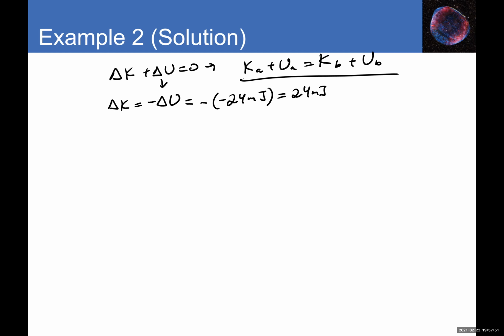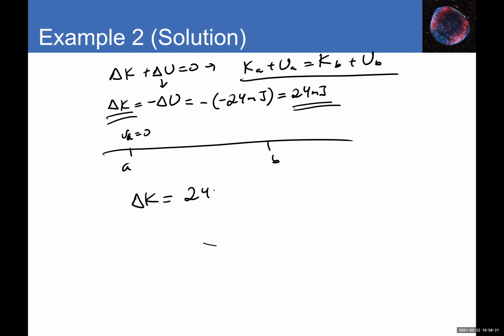Now, here I could have asked you another thing. Let's say the particle started from rest and moved. We can see there's a gain of kinetic energy, which means that the object increased its speed. So for example, at point A and point B, let's say the speed at A was 0, and delta K is 24 millijoules, where delta K is Kb minus Ka. If the speed was 0 in the beginning, then Ka was 0. That means Kb equals 24 millijoules.